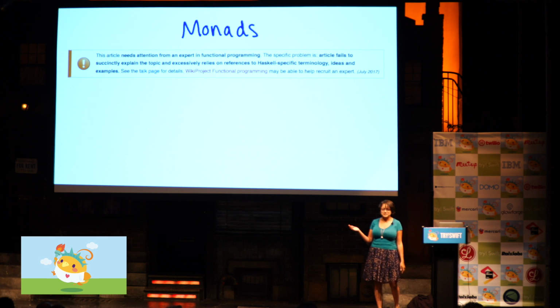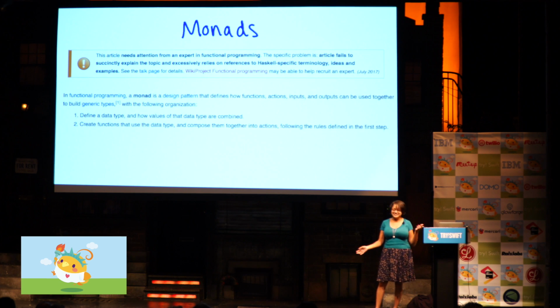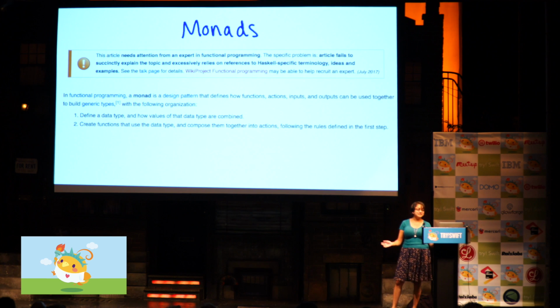The first thing that comes up when you look up monads on Wikipedia is a warning that tells you that you need an expert in functional programming to learn about it. I'm like, okay, this is not going well to start with. And then the first couple lines say something like, in functional programming, a monad is a design pattern that defines how functions, actions, inputs, and outputs can be used together to build generic types with the following organization.